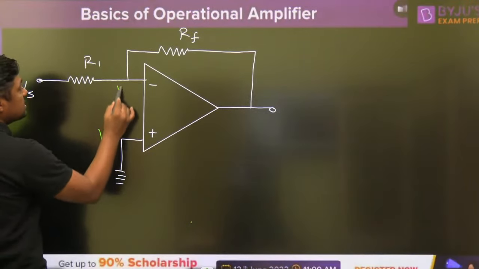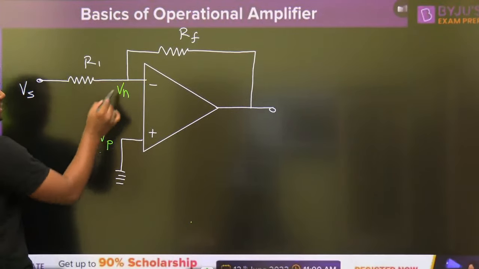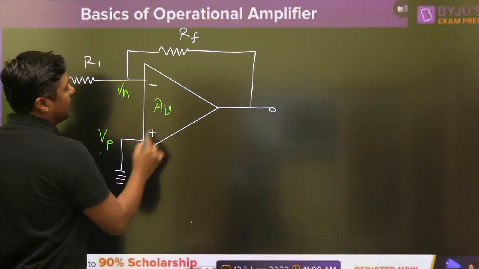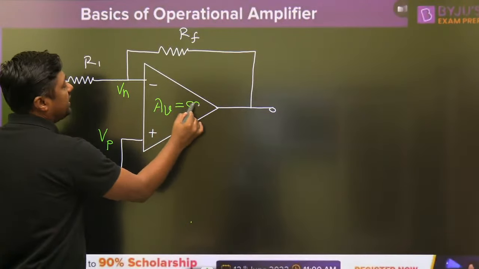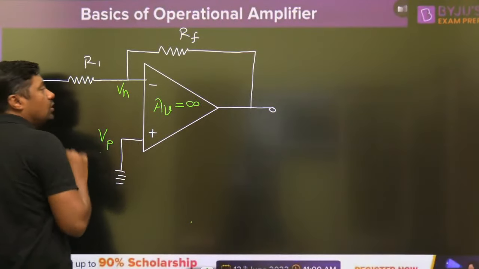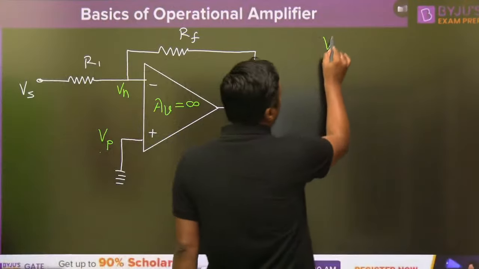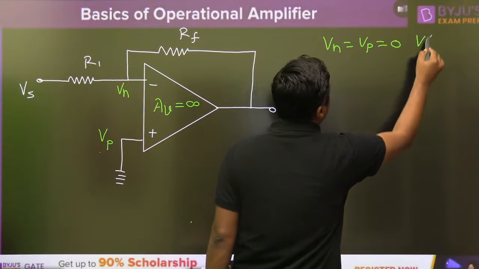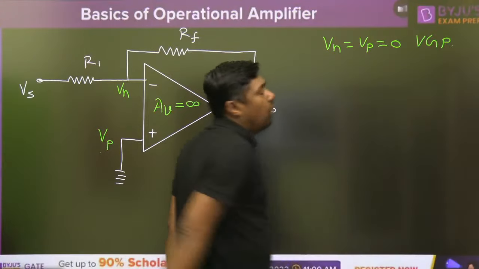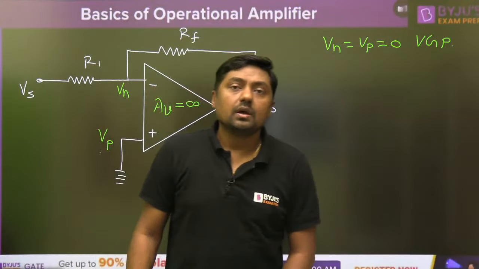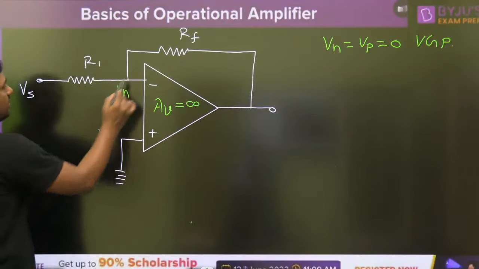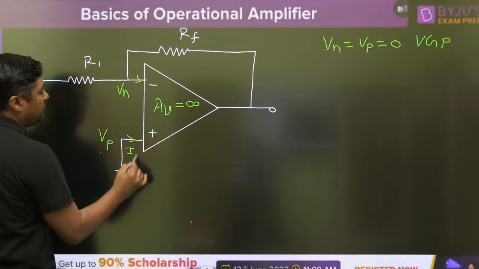This is the VP, this is the VN. This is called the positive terminal voltage, and that is called the negative terminal voltage. For an ideal operational amplifier, the gain is infinite, and that's why VP is equal to VN, or we can say VN is equal to VP is equal to 0. This is called the virtual ground process, right?